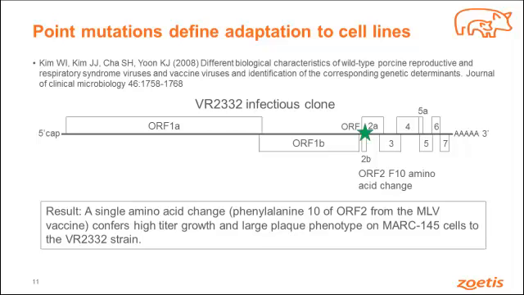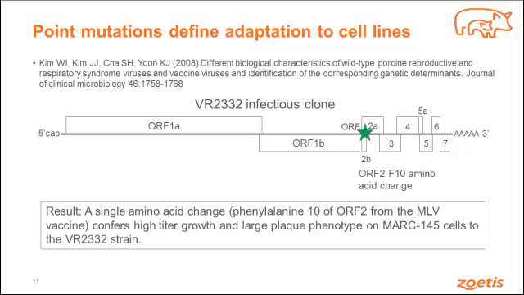Okay. Second example, this is a much simpler one. This is in the VR2332 infectious clone, which is the parent of the MLV vaccine. And it was noticed that there were some particular amino acid changes between the vaccine and the parent. One of those was phenylalanine at position 10 in ORF2. And that seemed to correlate with the ability of the vaccine virus to grow well to high titer on MARC cells, whereas the parent of the vaccine didn't grow as well.